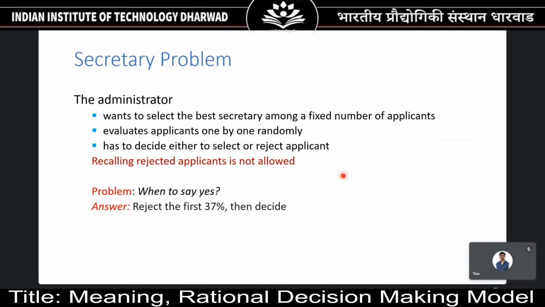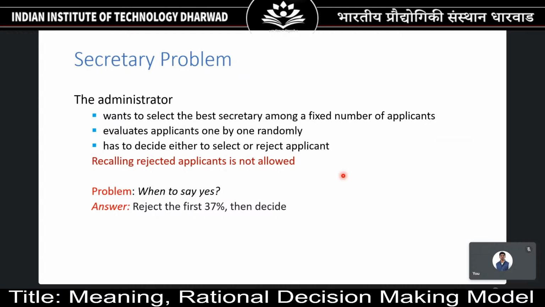So suppose you evaluate the alternatives randomly, and if you select in the early part of the interview, because if you reject any candidate you are unable to recall, then in the early stage a good candidate may come later, so you are not satisfied. When you delay too much, at that point maybe the good candidate has already gone. So when to stop, when to say yes, what is the solution for that? This is a very interesting problem.